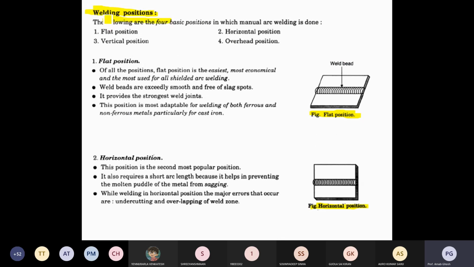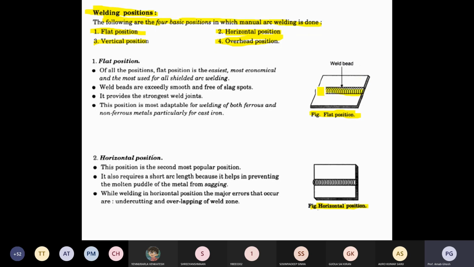The following are the 4 basic positions of manual arc welding. So if you do manual arc welding, these 4 are the very basic, common positions. First one is your flat position, second is horizontal position, third is vertical position, and the fourth is overhead position. So you can see the corresponding diagram.